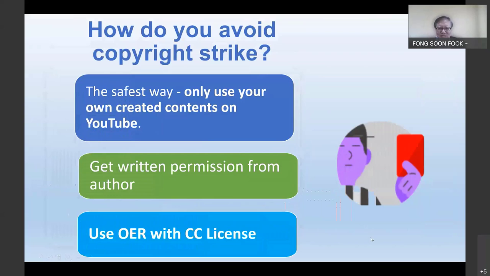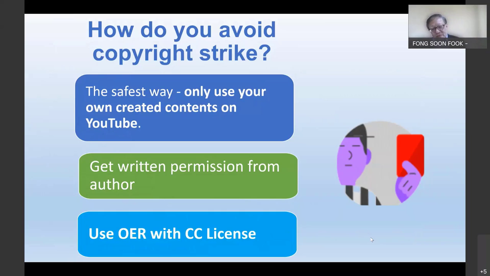Okay, so there you are. How do we avoid this? So now we are coming to the real story of who we are. So this is the background. The safest way: only use your own created content on YouTube, for example, or on Vimeo. Get written permission from the author. Make it compulsory, a must. Make it a rule in SEAMEO. Use OER with CC license. Then at least we are protected.